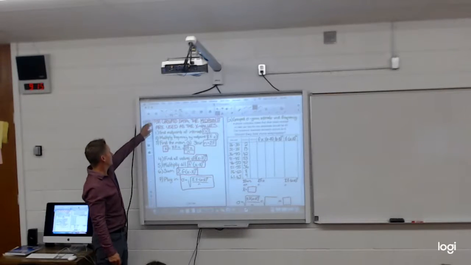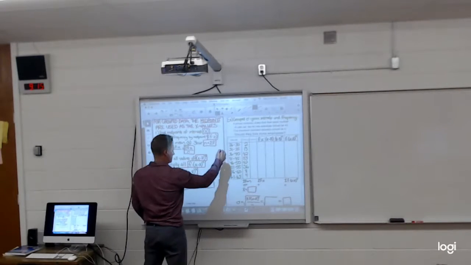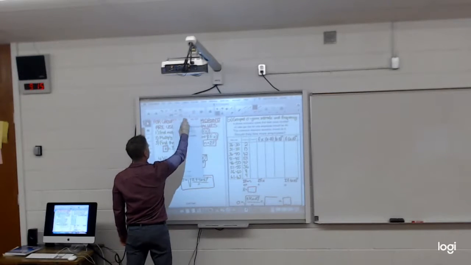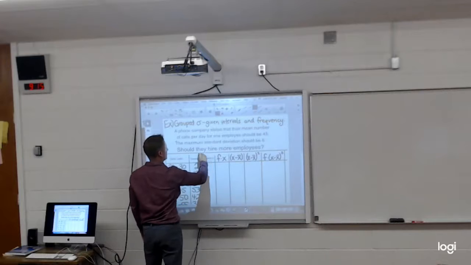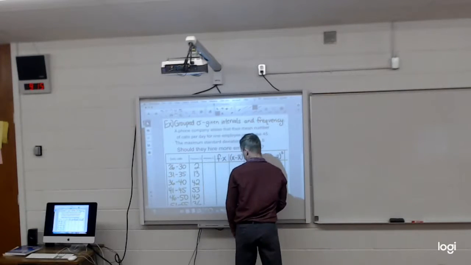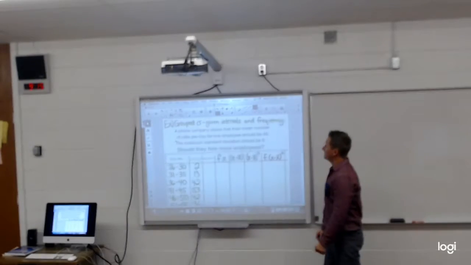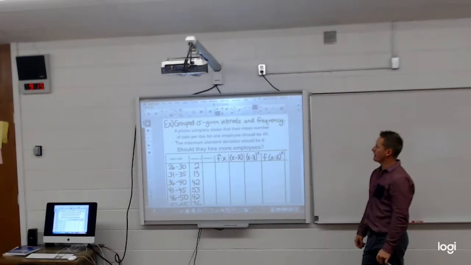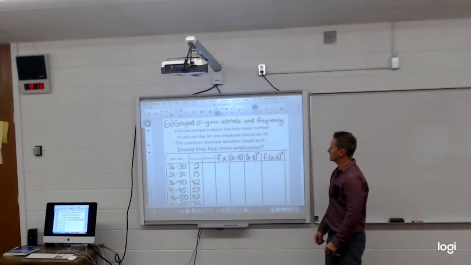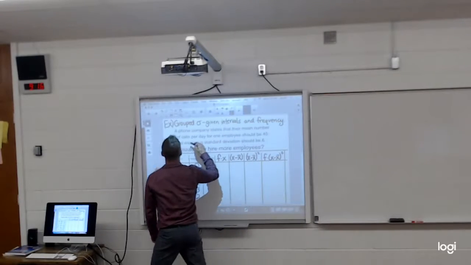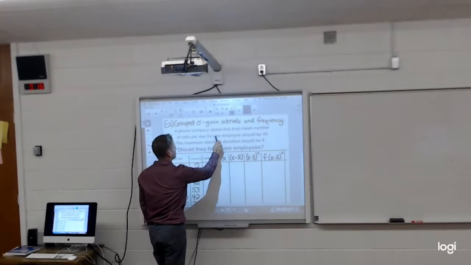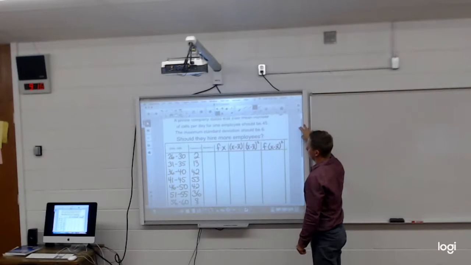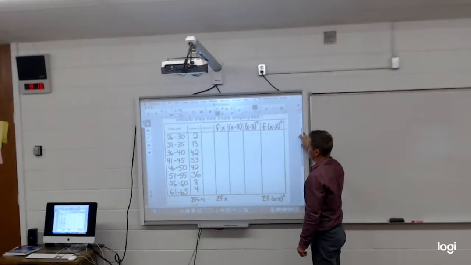All right, I'm going to get rid of this for a second. Let's focus on this, okay? A phone company states that their mean number of calls per day for one employee should be 45. The maximum standard deviation should be 6. Should they hire more employees? So they give you the question, a legitimate question that we might want to find some answers to.